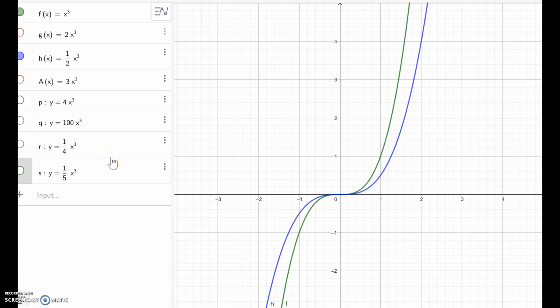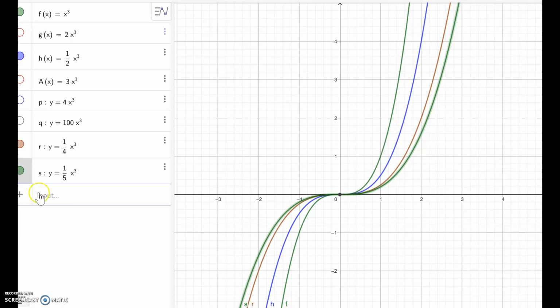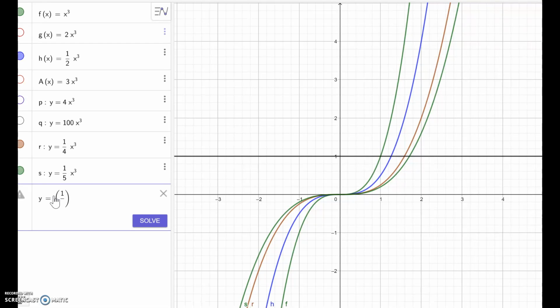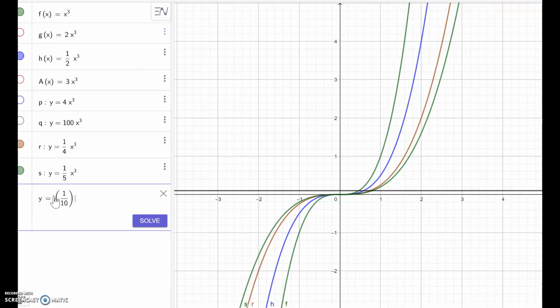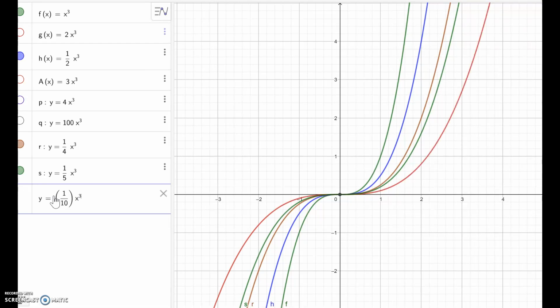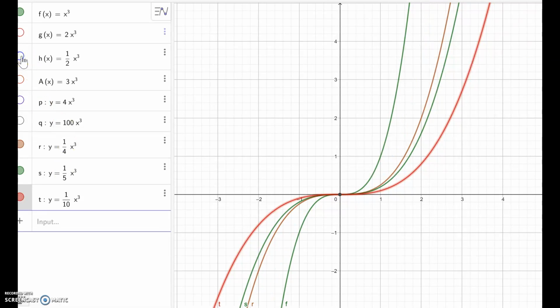functions which have a fraction coefficient, such as 1 over 4x cubed here. When I turn it on, it gets wider. 1/5, even wider. So let me make one more, maybe 1 over 10 x cubed. Then it's much wider here, right? So let me show them one by one here.